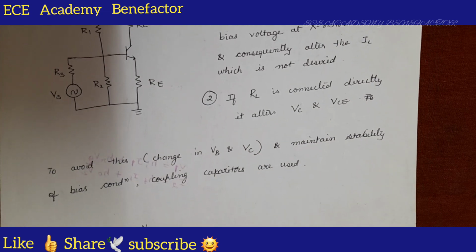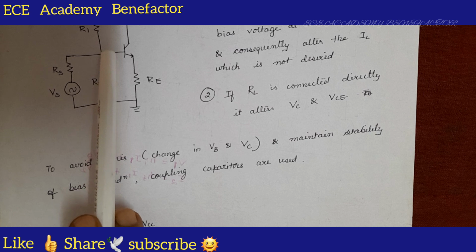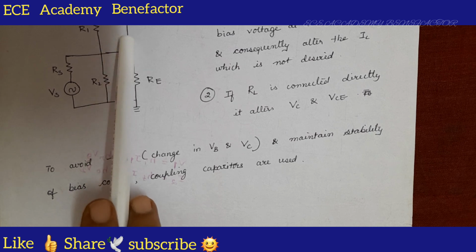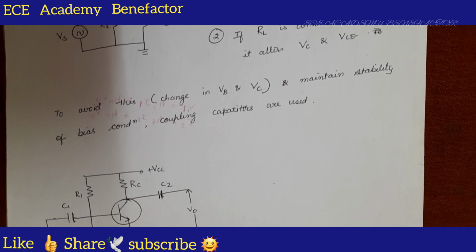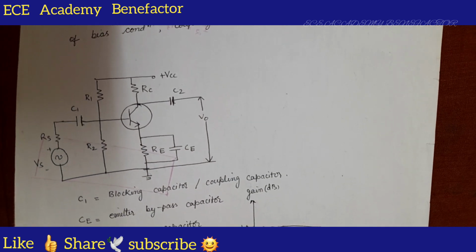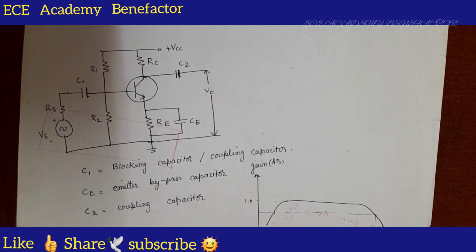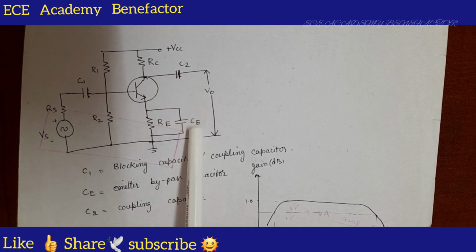To avoid this change in base voltage, that is bias voltage, and VC, and to maintain stability of bias condition, coupling capacitors are used. So, we need to use coupling capacitor while using transistor as an amplifier. So, we are having three coupling capacitors, one is C1, C2 and C3.